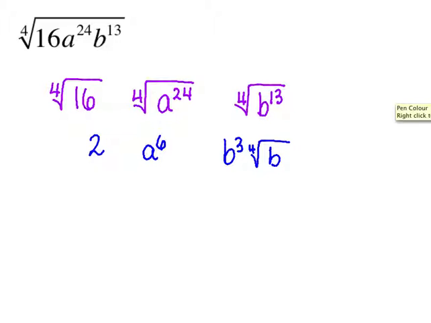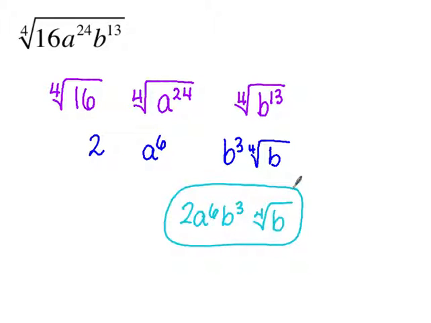So all you're going to do is find the biggest number that's smaller than 13 that's divisible by 4. So 2a to the 6th, b cubed, times the fourth root of b. Now once again, if these are still a little bit confusing, that's okay. We're going to spend easily another day and maybe even Friday going over these.